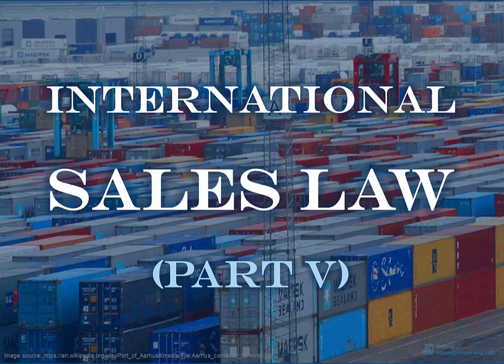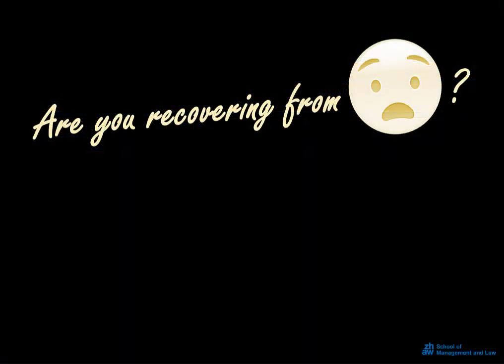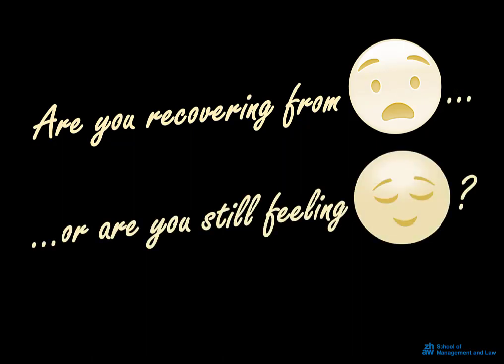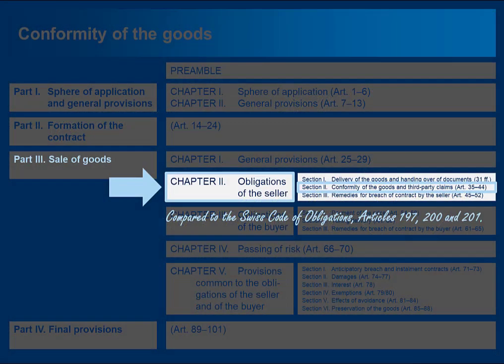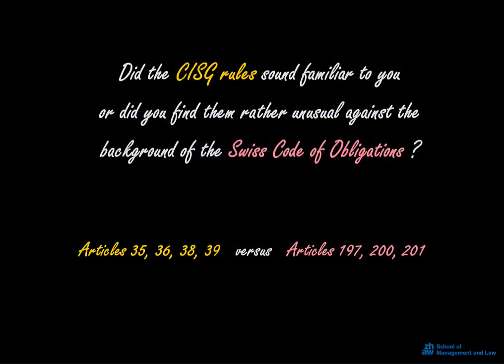So how do you feel about part 3, chapter 2, section 2 of the CISG? Are you recovering from a bit of a shock, or are you still feeling quite comfortable? Scrutinizing these provisions, did the CISG rules sound familiar to you, or did you find them rather unusual against the background of the Swiss Code of Obligations?